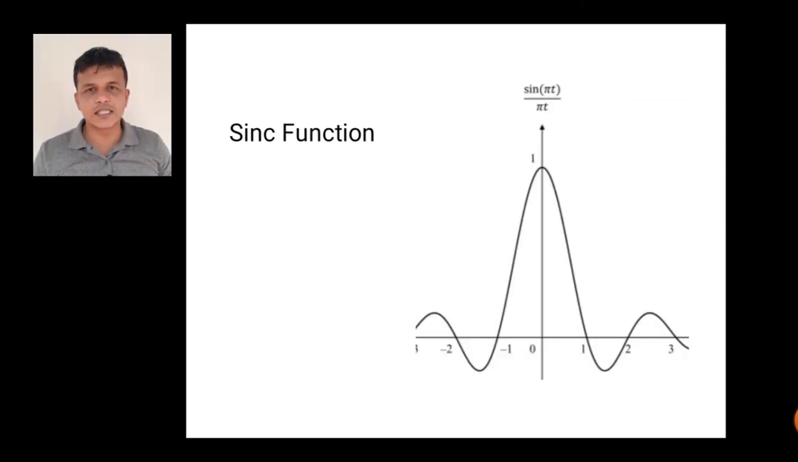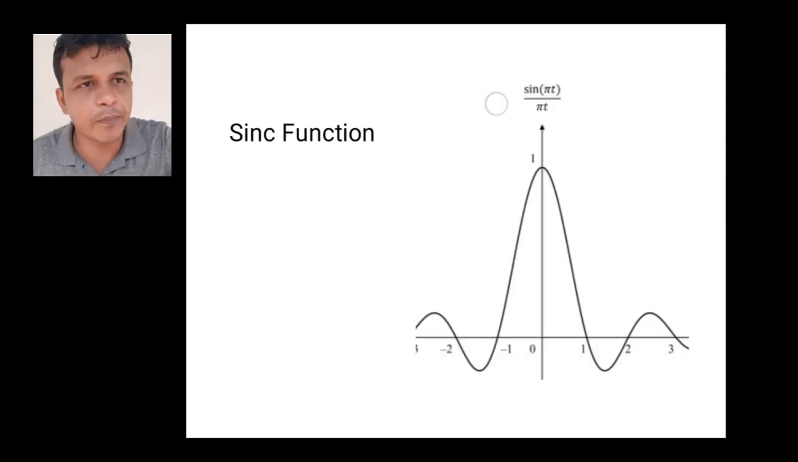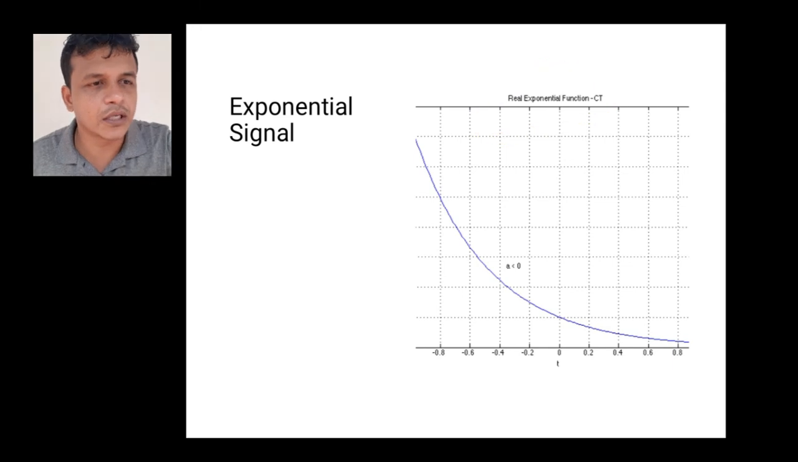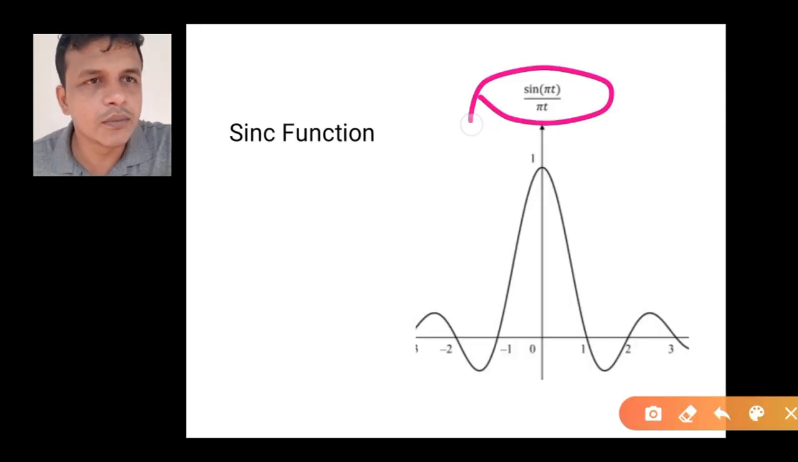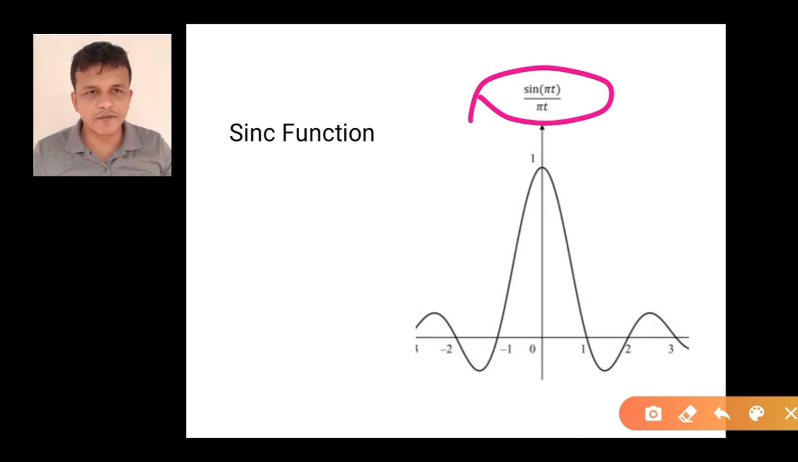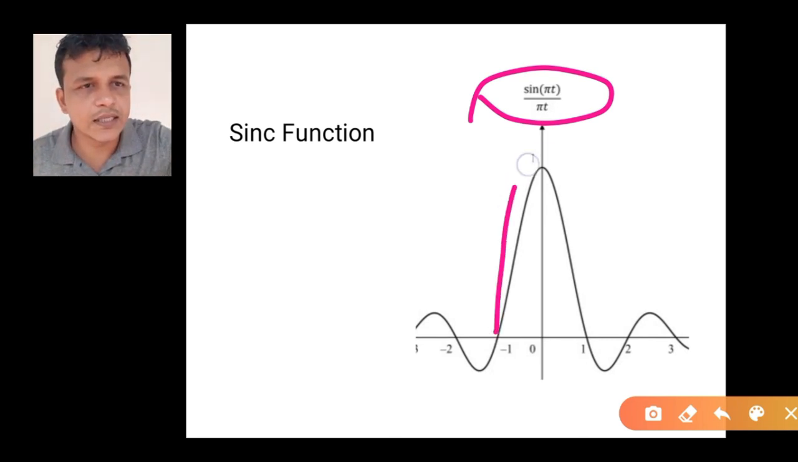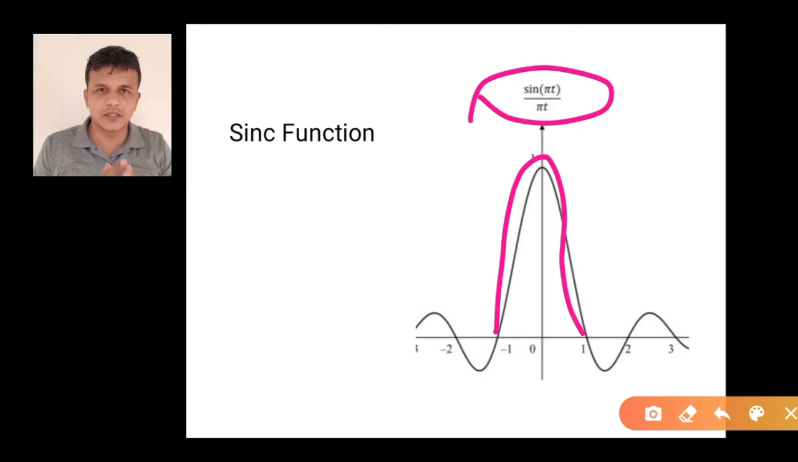And the next signal is a sinc function. Sinc function is sin pi t divided by pi t. Okay, sin pi t divided by pi t is termed as sinc function, and it has the shape like this. It is a kind of sinusoidal signal with maximum amplitude at t equal to 0, and for modulus of t not equal to 0 the amplitude is gradually decreasing, and that function is called sinc function.